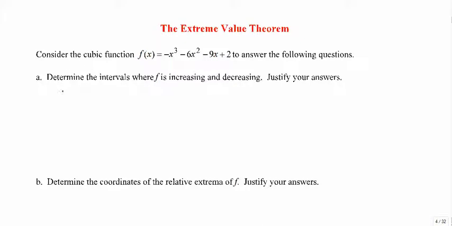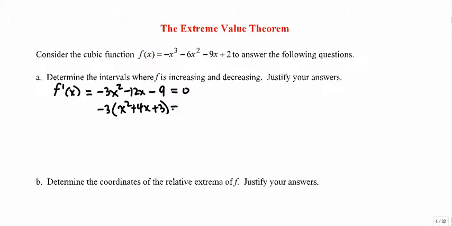So we need to find the first derivative first, and we're going to set that equal to 0. That will give me my critical values, and I'll do my sign analysis, and I'll find my intervals of increasing, decreasing, which then will lead me to my max and my min. All right, we're going to set that equal to 0. I notice there's a GCF of -3, so I'm going to take that out. That leaves x squared plus 4x plus 3 is equal to 0.